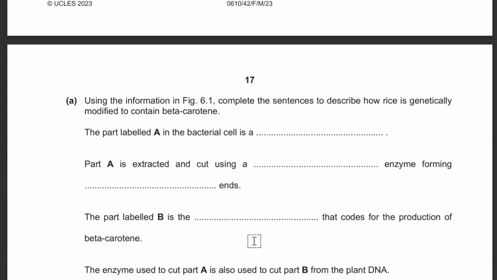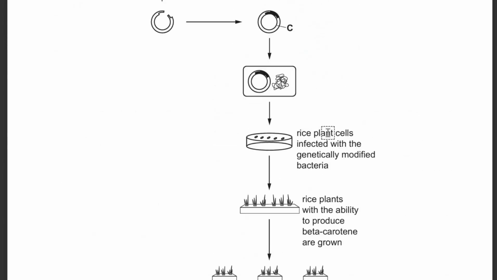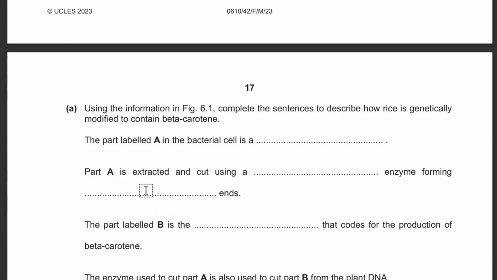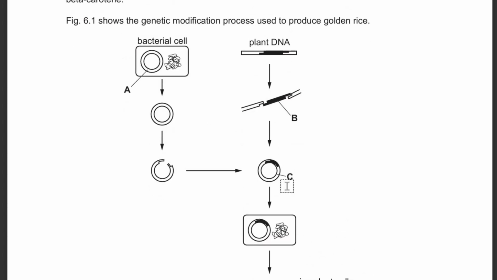Using information in figure 6.1, complete sentences to describe how rice is genetically modified to contain beta-carotene. We have just discussed this above. The part labeled A in the bacterial cell, what is A? It is a plasmid. Alright. So this was very easy. It is a plasmid. Then part A is extracted and cut using an enzyme. What enzyme is used? I just named it, the enzyme is known as restriction endonuclease. Alright, the enzyme forms sticky ends. Sticky ends are formed so that the plasmid may incorporate the foreign gene, or the gene from another organism, into itself.